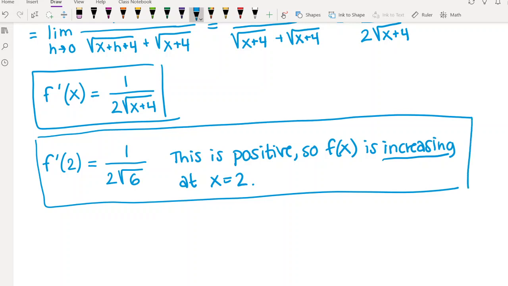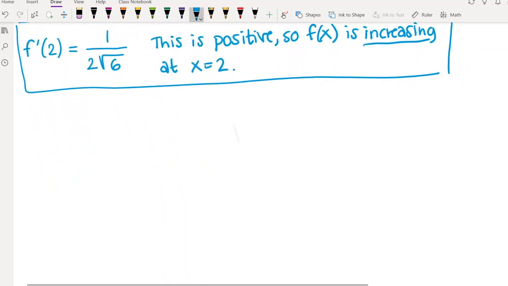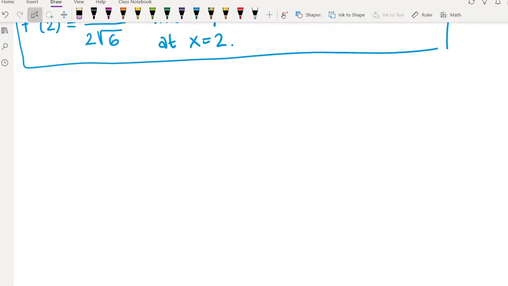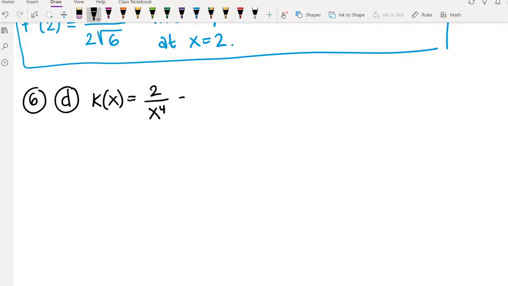All right, so next up we're going to look at some parts of number 6. So number 6 is asking you to use derivative rules. So we're going to do, let's see, 6D and E. So 6D is the function k of x is equal to 2 over x to the 4th minus 1 over the cube root of x plus x squared over square root of x.